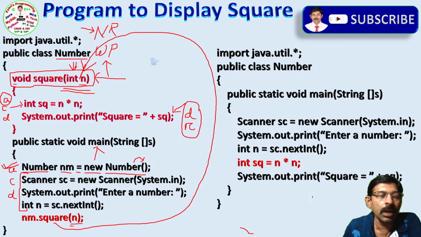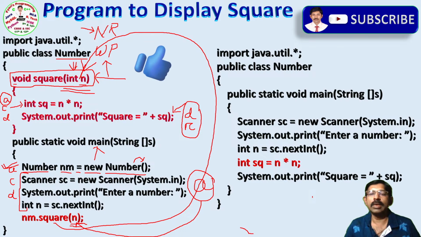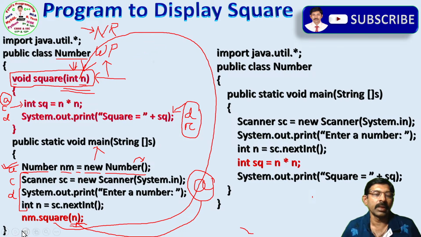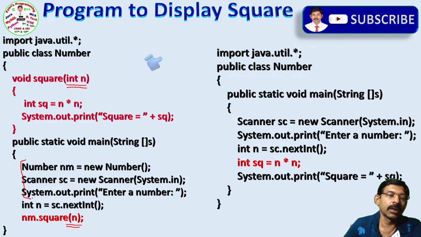How will it send the number? Unless it accepts the number. If I am not going to accept the number, then how will I pass it through the function call? That is the main intention of accepting the data in the main method, because I need to pass a value to this method. Who will pass? The method call will pass. So accept will be done inside the main method.